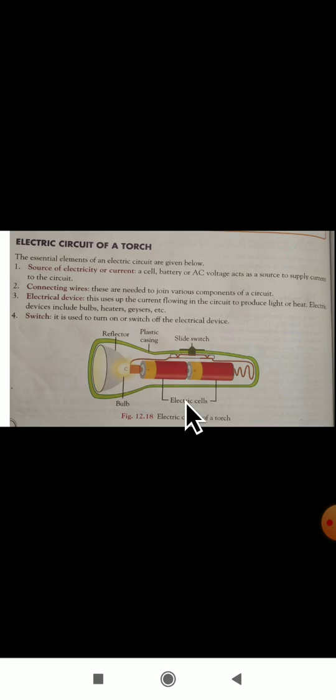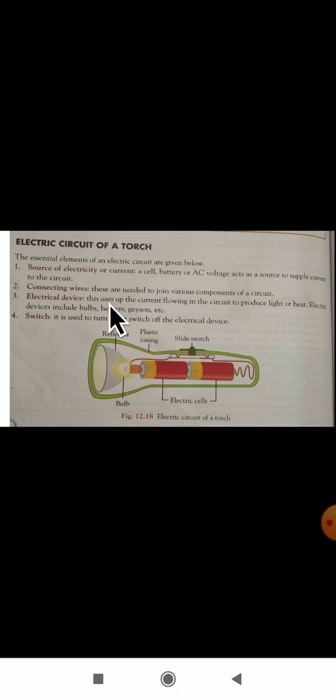Next we will move on to the electric circuit of a torch. They have given how the connections are done in a torch. The essential elements of an electric circuit like a torch are given here. First, the source of electricity or current. What are the sources of electricity or current? A cell, a battery or AC. AC is nothing but alternating current voltage. It acts as a source to supply the current to the circuit.